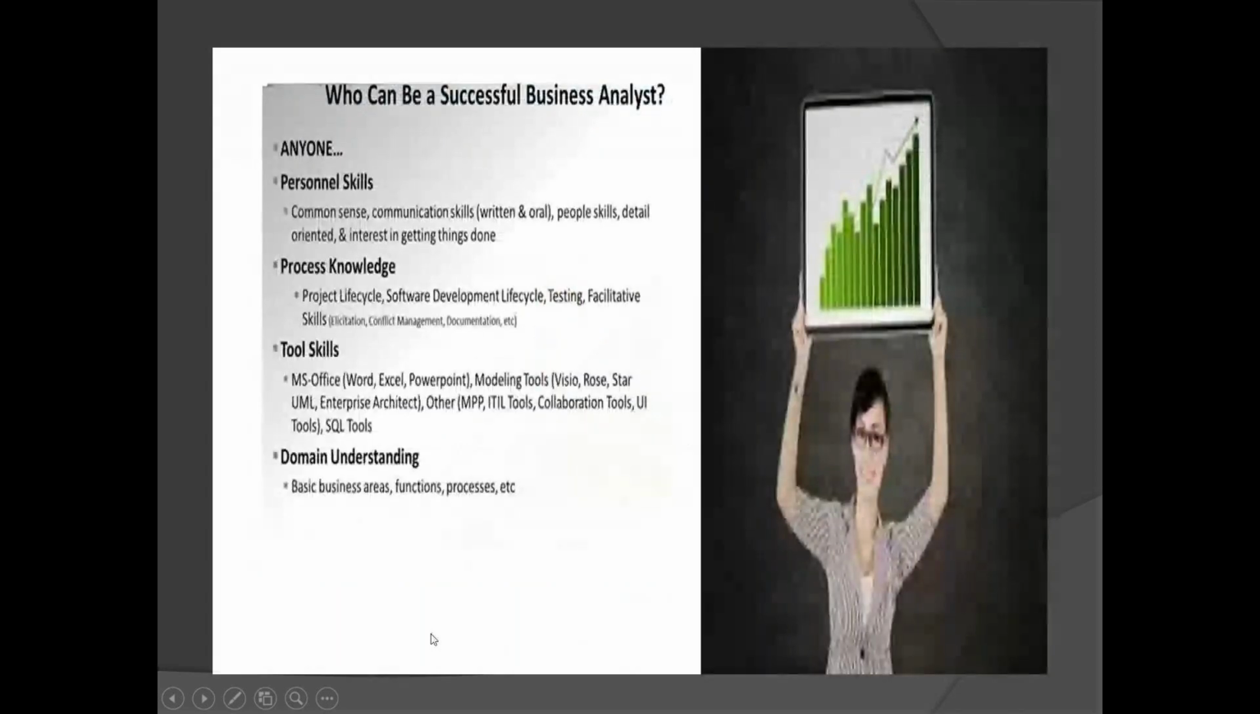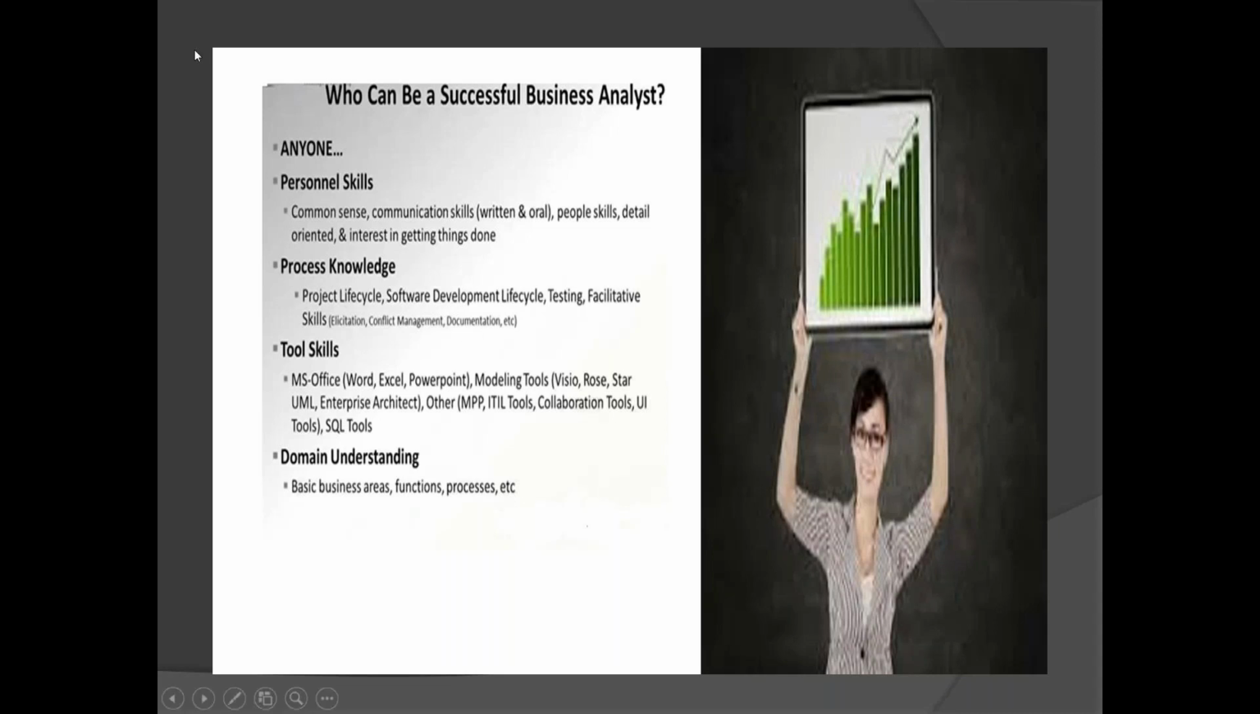Then who can be a successful business analyst? Anyone who has personal skills, process knowledge, tool skills, and domain understanding can become a successful BA. Personal skills in the sense of common sense, communication skills, written and oral, people skills, being detail oriented and interested in getting things done. Everyone will have this. Process knowledge like project life cycle, software development life cycle, facilitative skills. I will be taking care of this in our regular sessions.